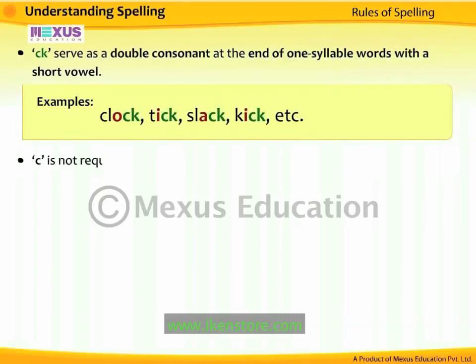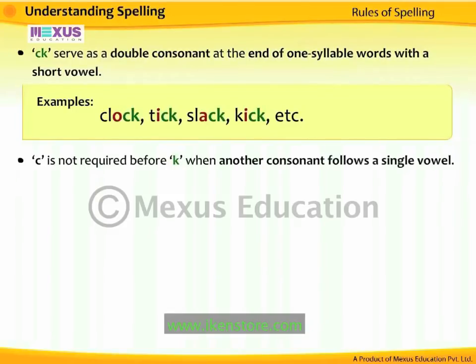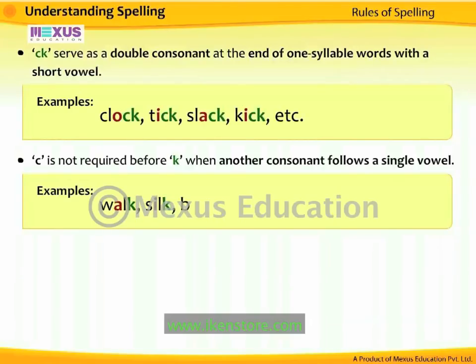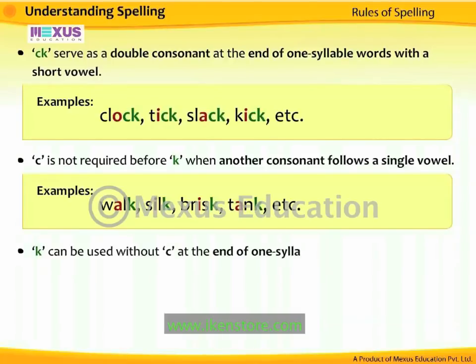C is not required before K when another consonant follows a single vowel. For example, W-A-L-K, walk. S-I-L-K, silk. B-R-I-S-K, brisk. T-A-N-K, tank, etc. K can be used without C at the end of one-syllable words with a double vowel.